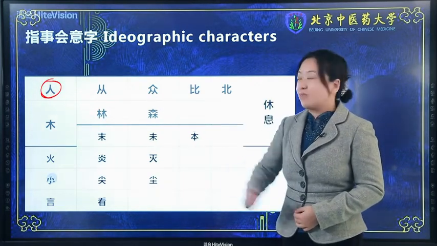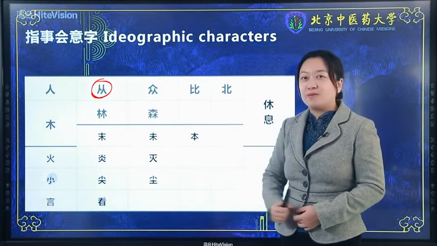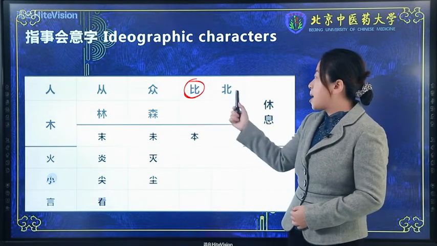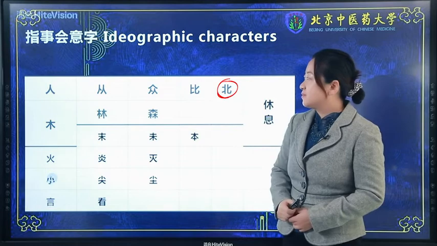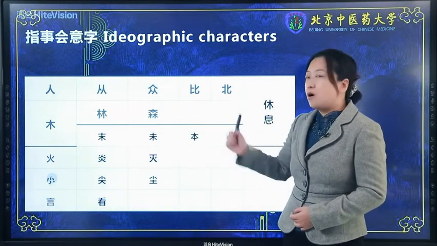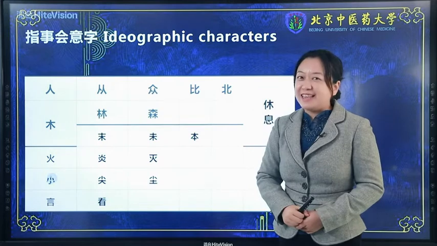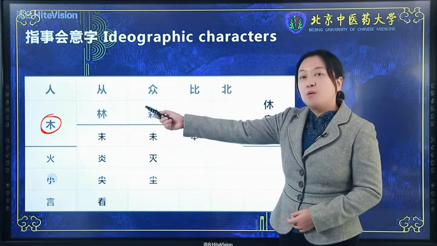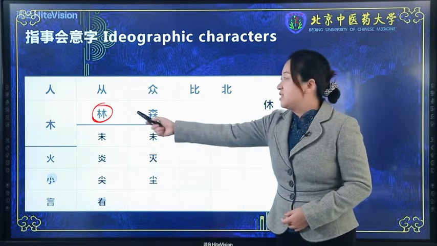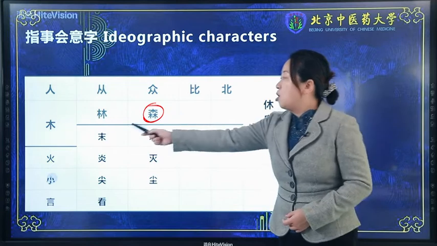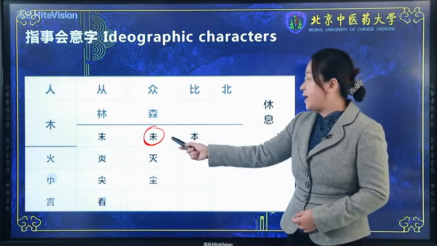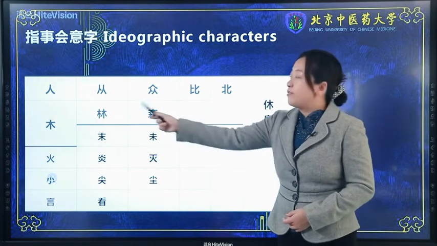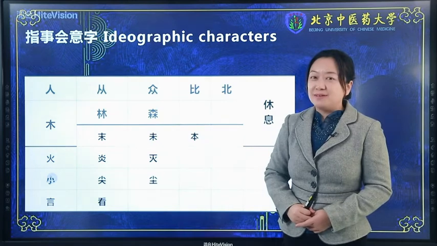人, 从, 重, 比, 北. These four all come from the basic one, 人. 木, 林, 森, 末, 本. These come from the basic one, 木.